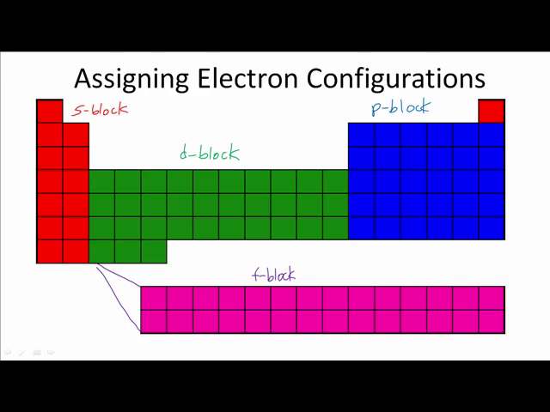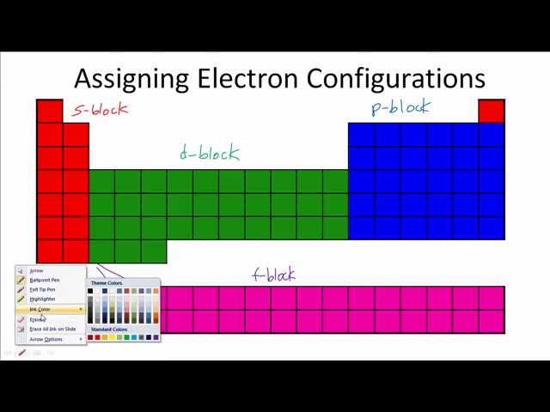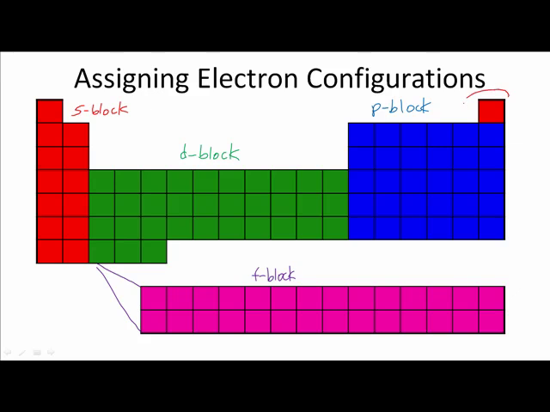With the one exception that helium really belongs in the S block. It's over on the right-hand side because its properties match the properties of the elements over here because they all have filled outer energy levels. But from an electron configuration standpoint, it belongs over on the left.